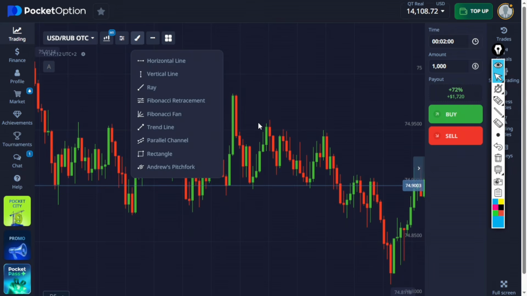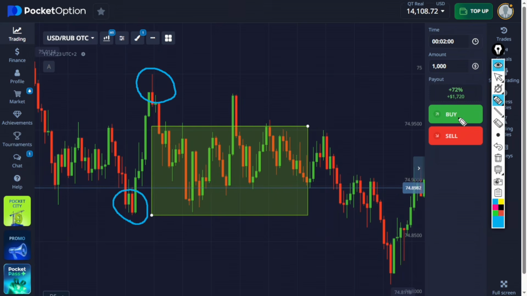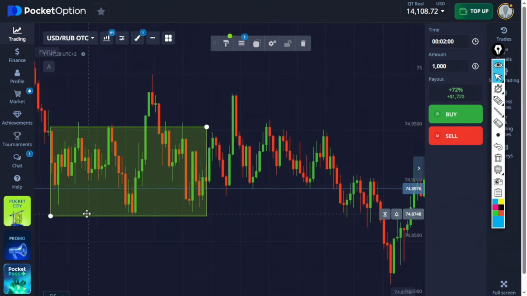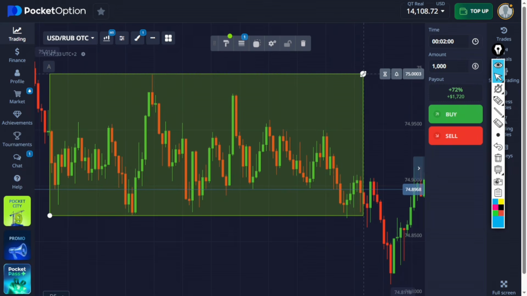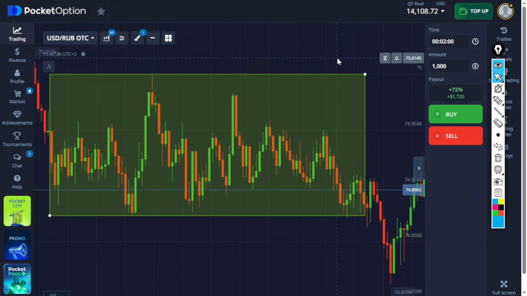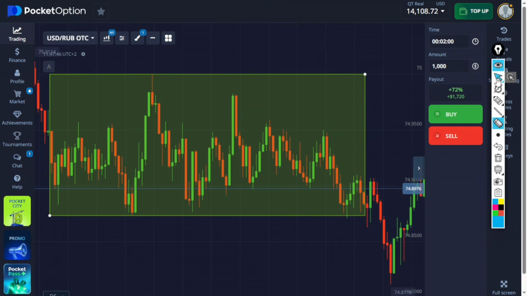Now, the second method that we can use here would be using a rectangle. So the first thing that we need to do is identify the bottom of the range and the top of the range. So now that we've got that, we can grab our rectangle, mark out the bottom of the range, stretch it all the way to the top, and drag it across just like that. And now we've covered the whole entire consolidation range. Beautiful, far more visually appealing, and I personally prefer this a lot more over the horizontal lines.